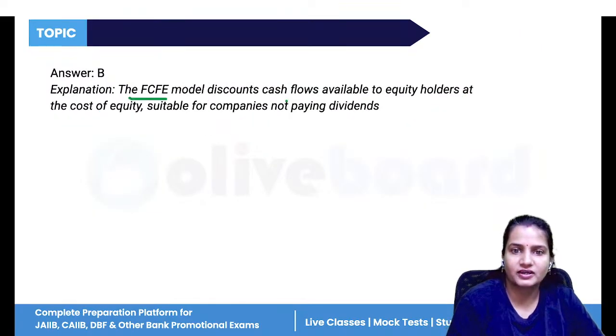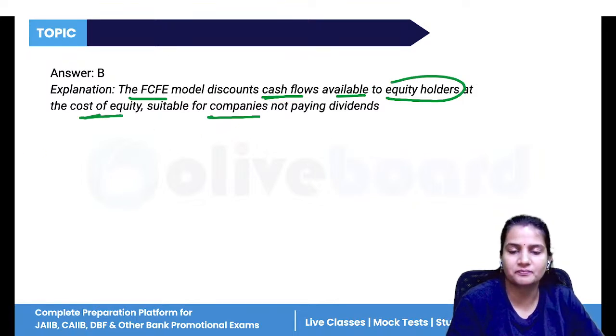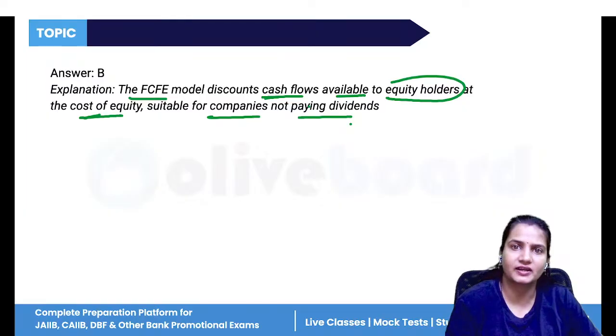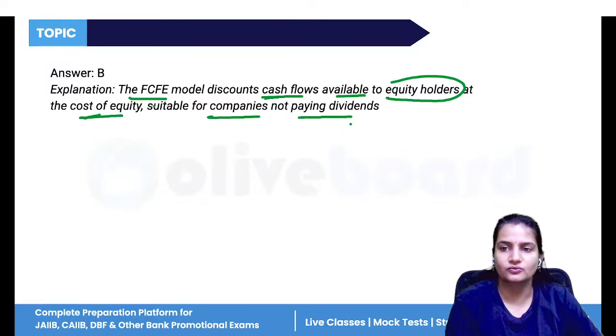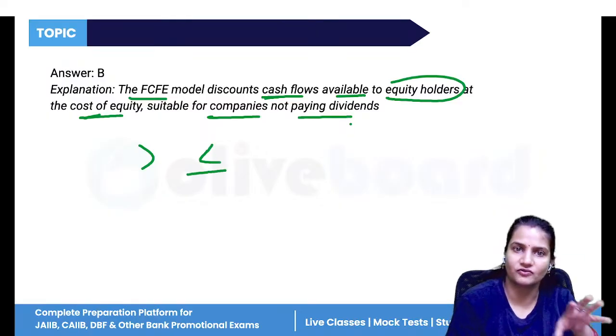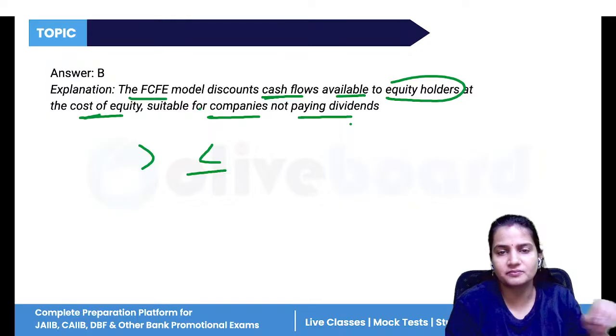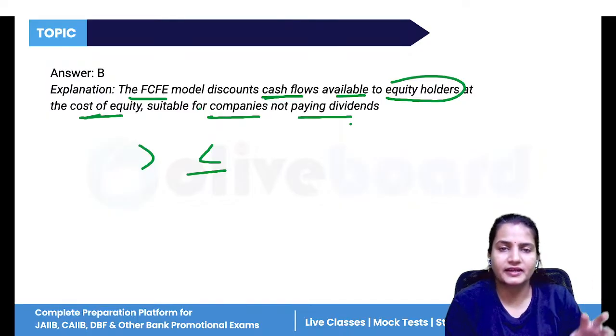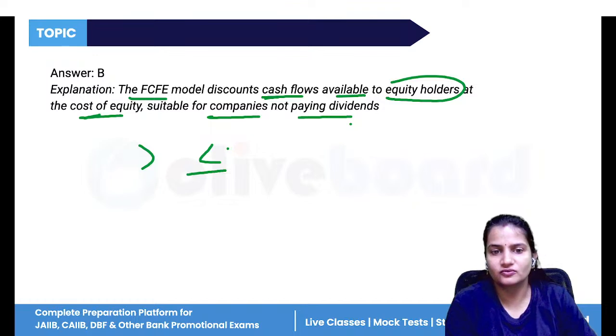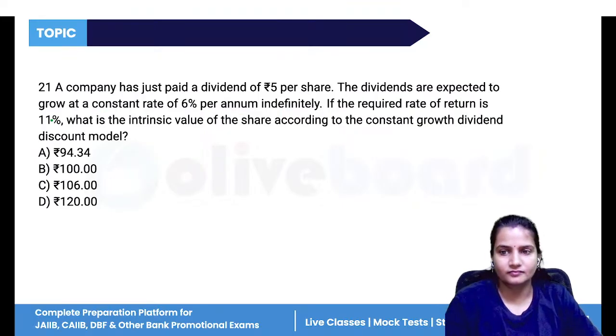So the FCFE model discounts cash flow available to equity shareholders at the cost of equity. Suitable for companies not paying dividend. So when the company is not paying dividend to its equity shareholders, this model is used to find the actual value of your equity shareholders so that you can pay dividend to them. If the value is coming high, it means dividend is good for the company. If the value is coming low, it means what you are doing is also good. You are retaining your profits for future use, so that is good. But if the value is coming high, you have to pay dividends to your shareholders as well.